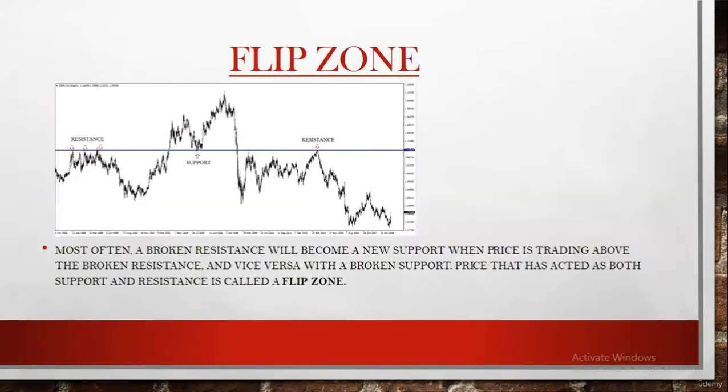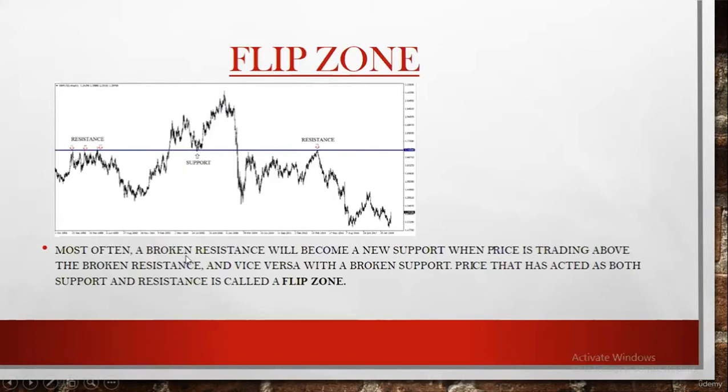And then we have what you call a flip zone. Most often, a broken support or a broken resistance will become a new support when price is trading above the broken resistance. So if you have this as a resistance, there's a resistance here. The market breaks above and it's trading where? Above the resistance. So if it pulls back to the broken resistance, there's a possibility that it's going to go up. If you have a scenario like this, it's called a flip zone.